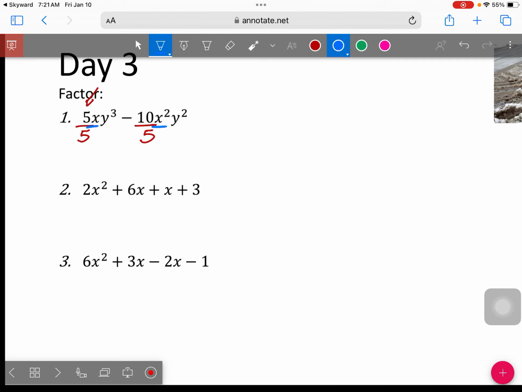How many x's can I take away? 2? This one only has 1, though. So I can only take away 1.